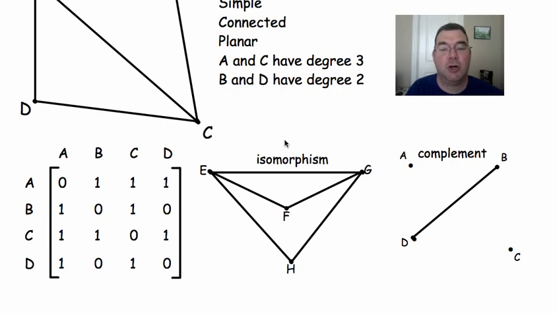Okay, and I can draw an isomorphism using vertices E, F, G, and H. And you can see it's basically the same structure. If I fold F up like this, it's going to look almost exactly the same, but maybe rotated. And then the complement of it, B and D were the only vertices that weren't connected to each other. So that's what the complement would look like. That's the only edge that's missing that would have made it complete.